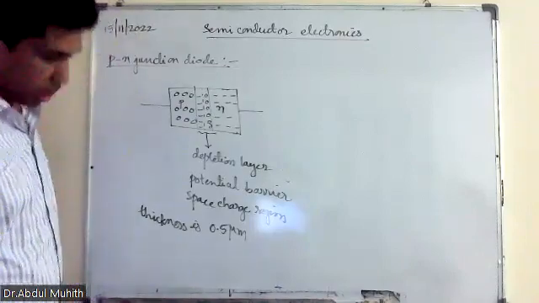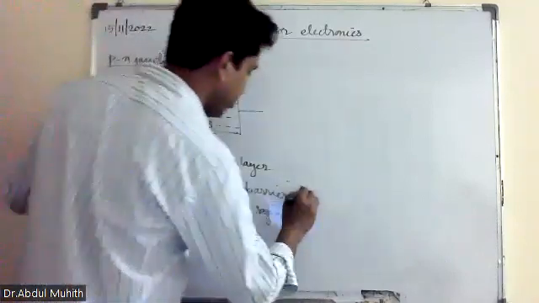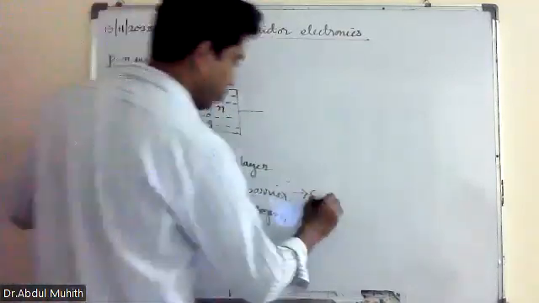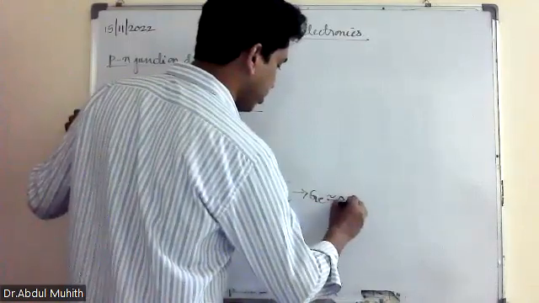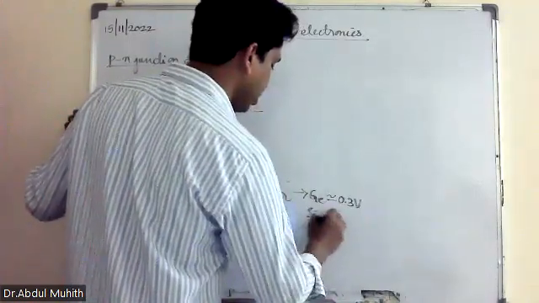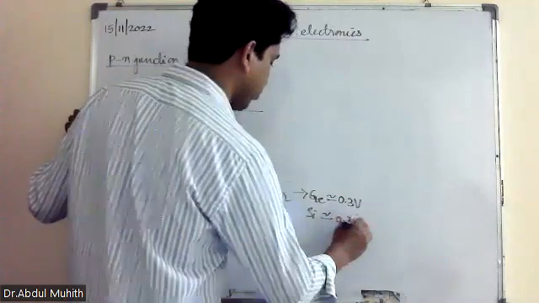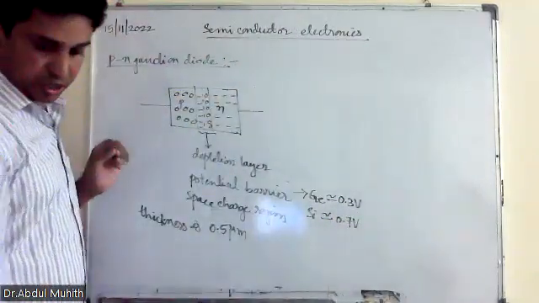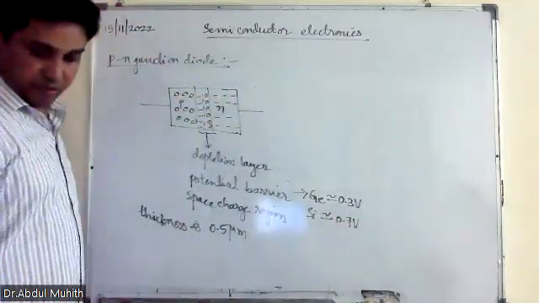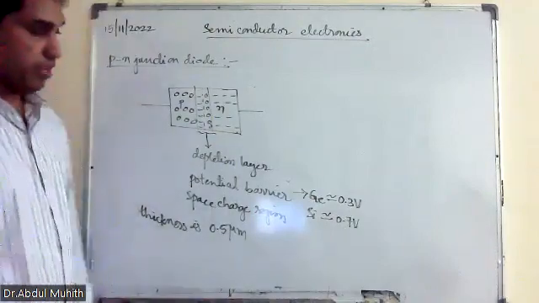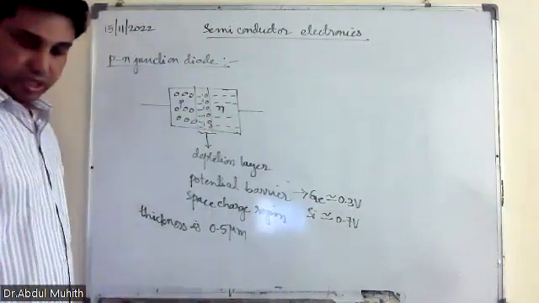Now, what is the potential barrier value? For germanium, it is around 0.3 volts, and for silicon, it is 0.7 volt.